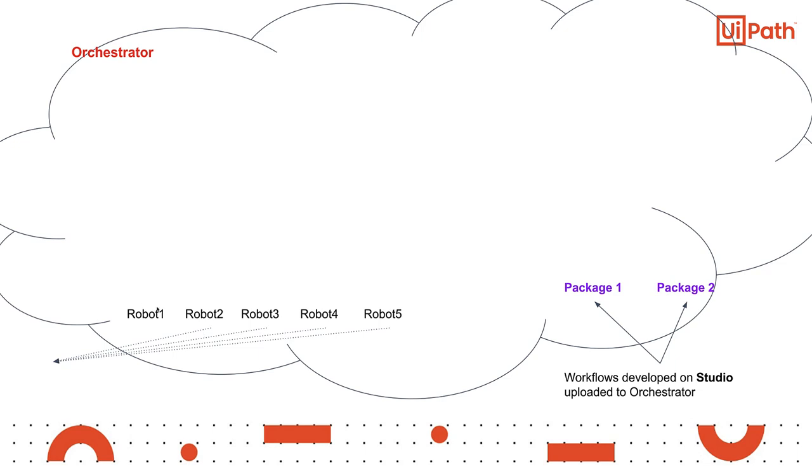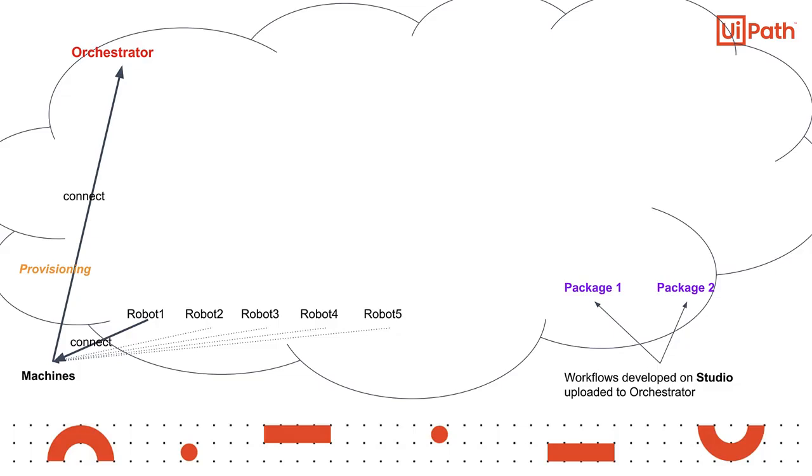We can create robots directly from the Orchestrator, but we also need to connect robots to the Orchestrator via machines. You can think of a machine as your computer. And the process of connecting a robot to the Orchestrator is also called provisioning.